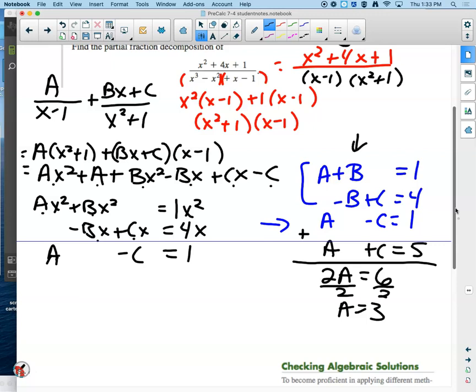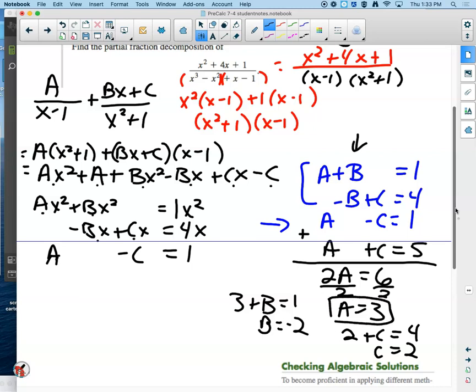If a is 3, we look at this one and it says a plus b has to equal 1. So 3 plus b has to equal 1 would mean that b is going to be a negative 2. And then we can use the middle equation, negative b plus c. So the negative of negative 2 is 2. 2 plus c equals 4. Subtract 2 from both sides. And we have a c value of 2. So we have an a of 3, a b of negative 2, and a c of 2.